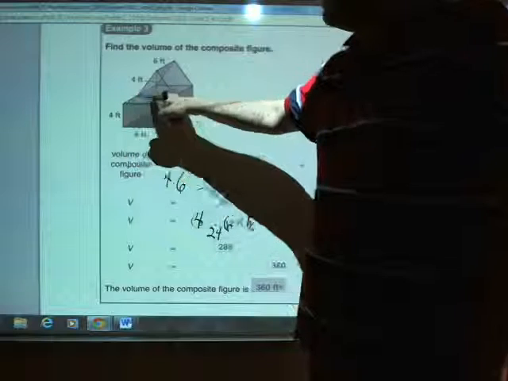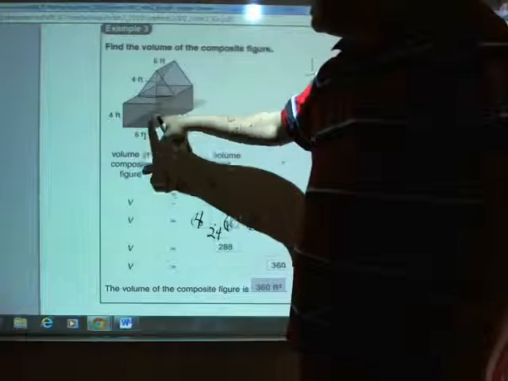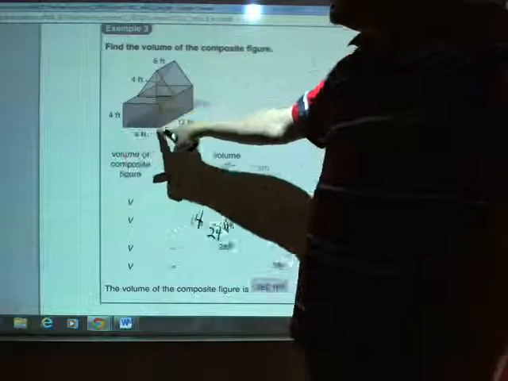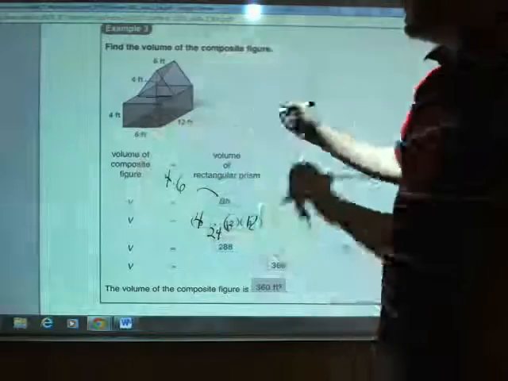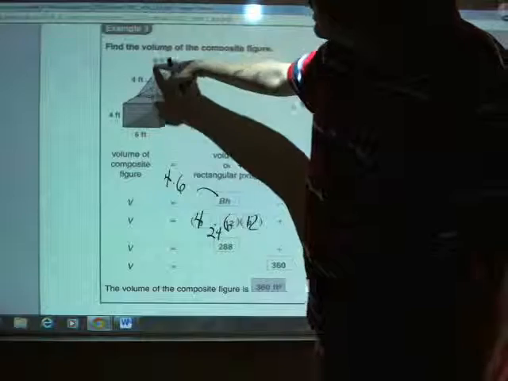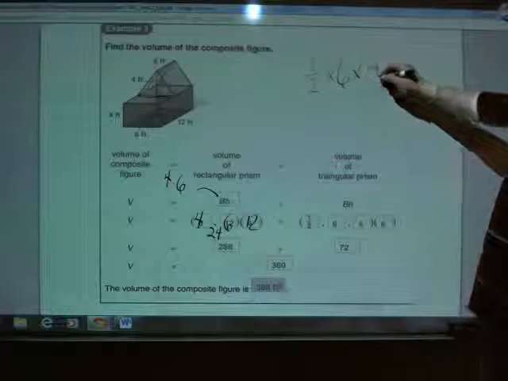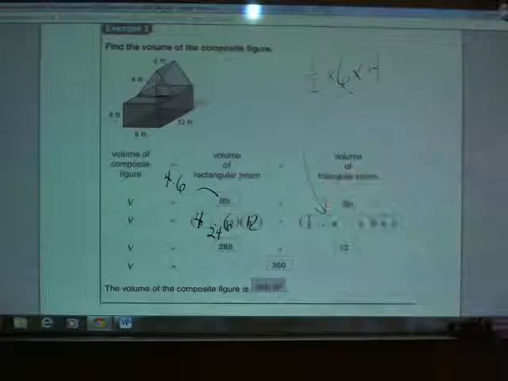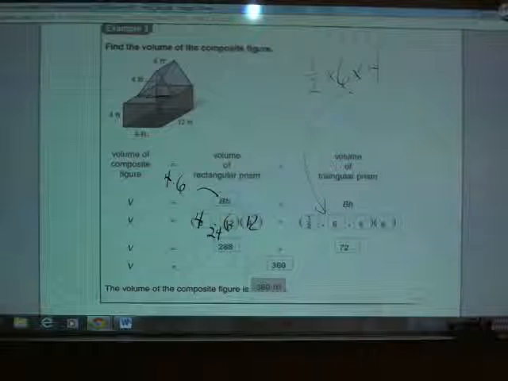And even though we don't have a label here, we can read down to see it's the same as this distance here, which is the same as this distance here, which is marked at 6, times its height, which is marked at 4. So we've got 1/2 of 6 times 4 to find the area of the triangular base. And we're going to multiply that by the height, how tall this is.